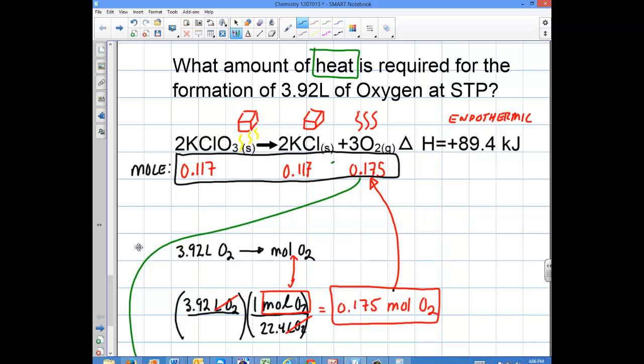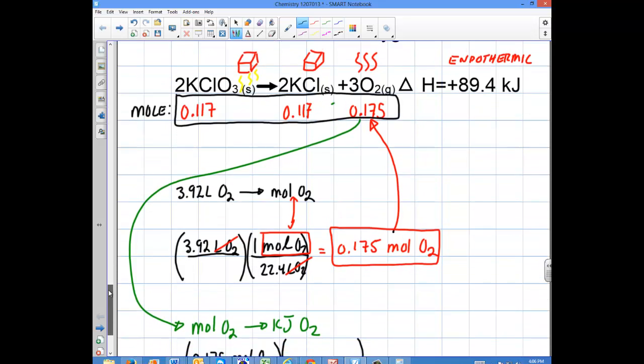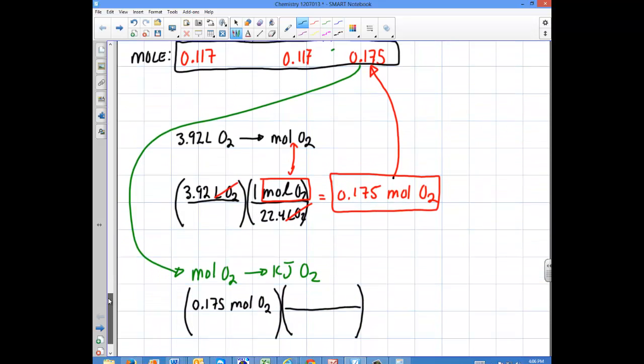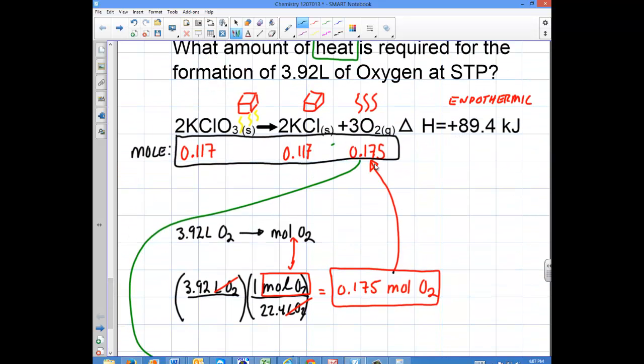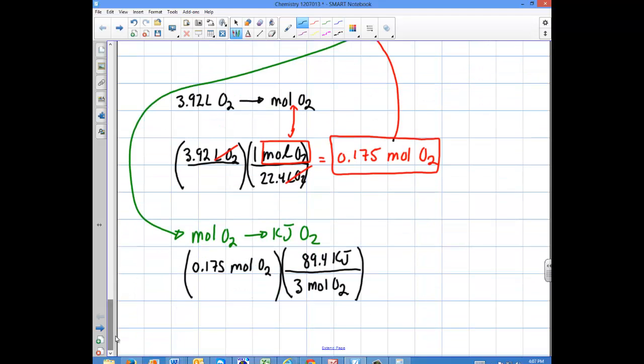Let's go ahead and calculate that now. I know that for every 3 moles of O2, I'm going to get 89.4 kilojoules released. Okay, and so that's how the conversion works. It's whatever you chose, right? I chose oxygen, so I have this much heat is released for every 3 moles of that, right? So that's not a problem.